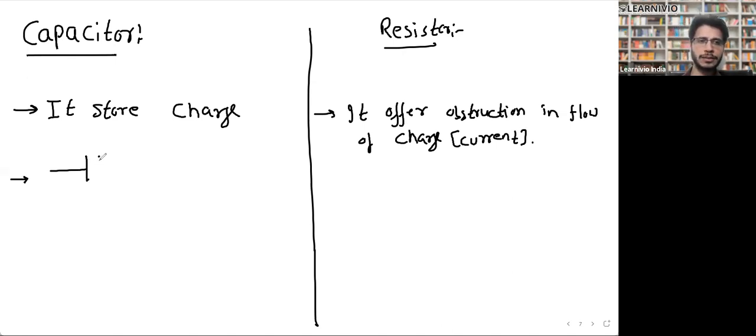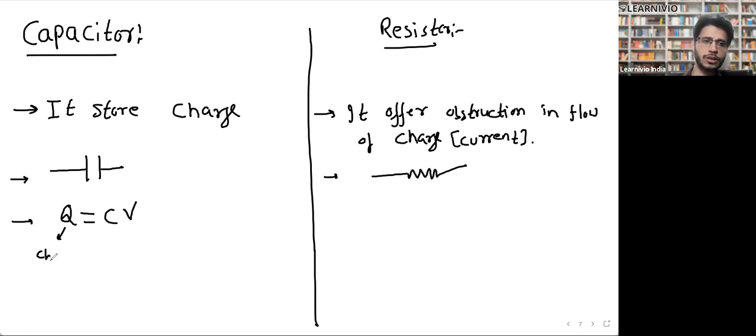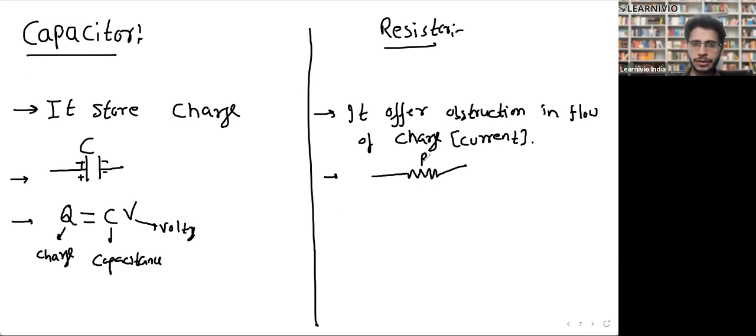This is the symbol of a capacitor, and this is the symbol of a resistor. The working equation for a capacitor is Q equals CV, where Q is the charge stored in the capacitor. One plate is positively charged, another plate is negatively charged. C is known as the capacitance, and V is the voltage. In a resistor, current flows through the resistor and the governing equation is Ohm's law: V is equal to I R.